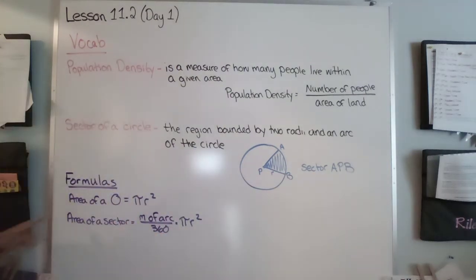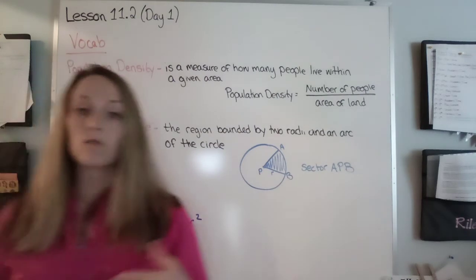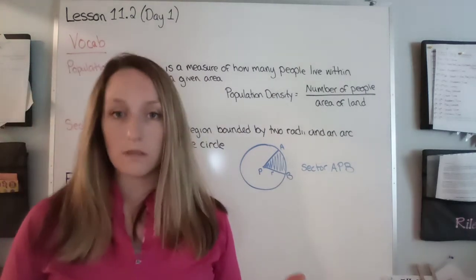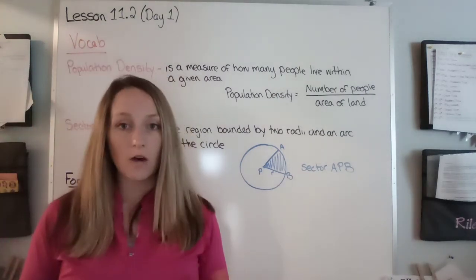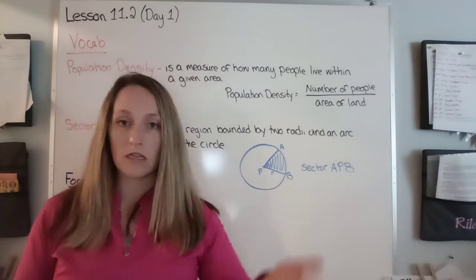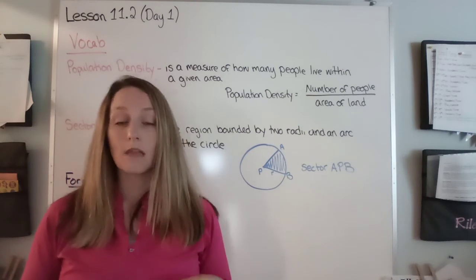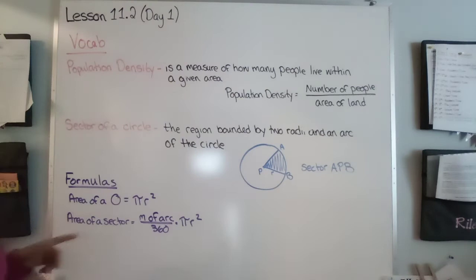Okay, so old information, how do you find the area of a circle? Pi r squared. Again, you're going to leave your answer in terms of pi unless the problem specifically asks you to round or approximate, or give the answer in the nearest tenth or hundredth. Read the directions. If it doesn't say to approximate, leave pi in your answer.